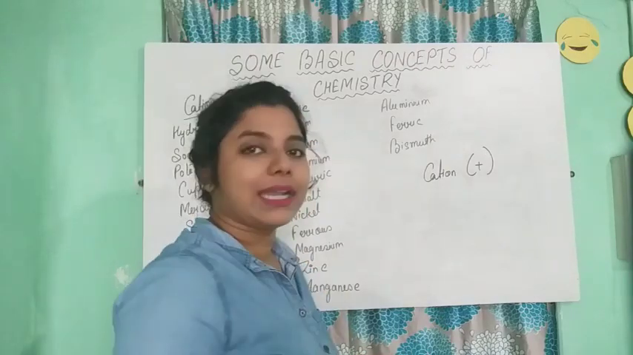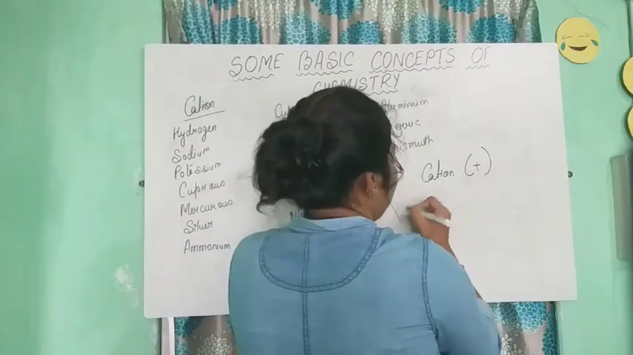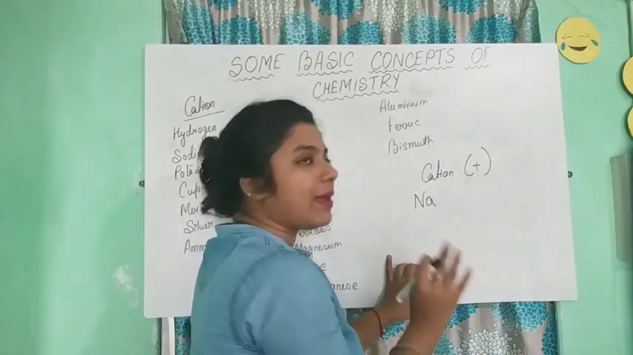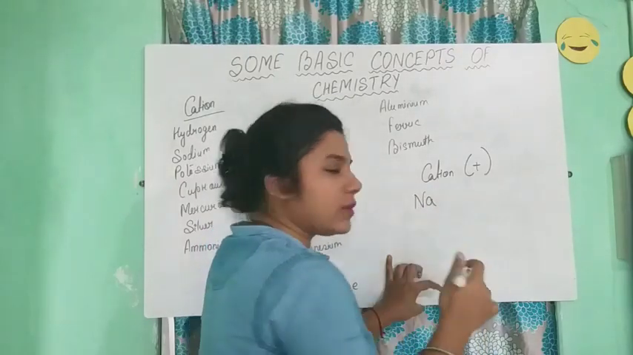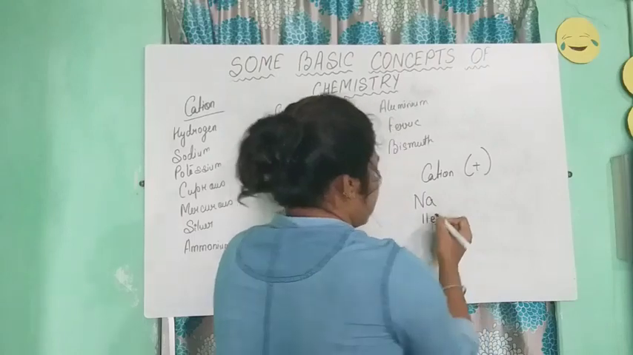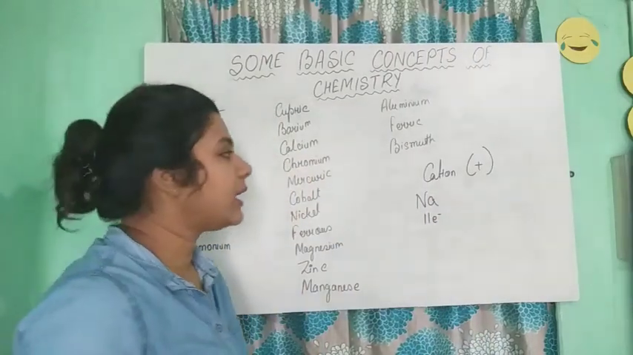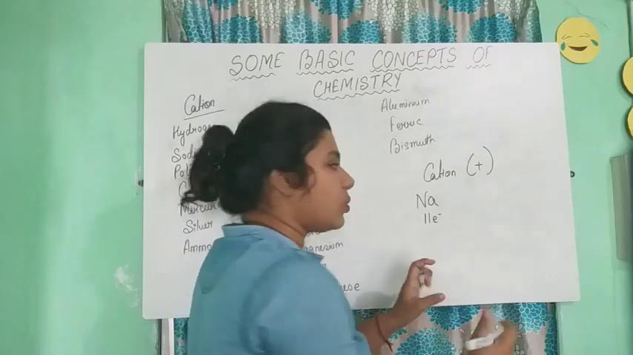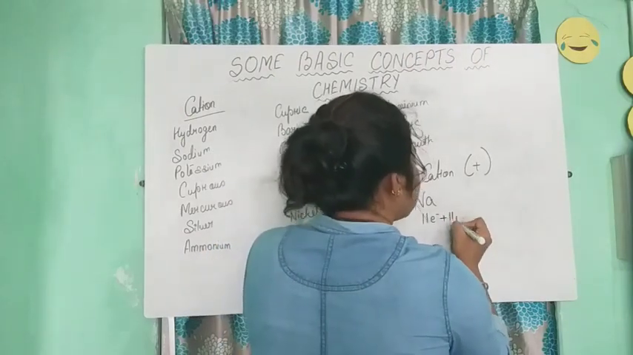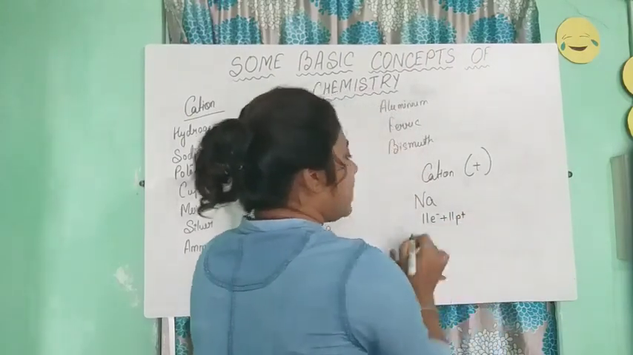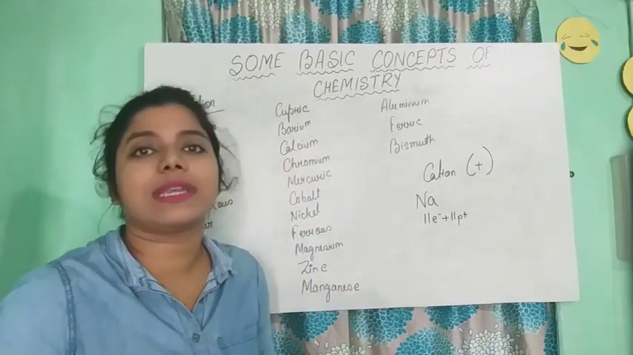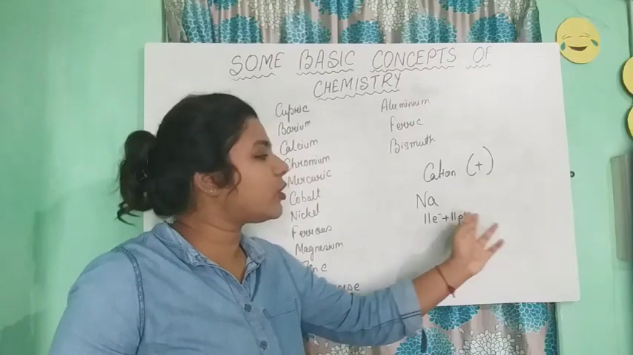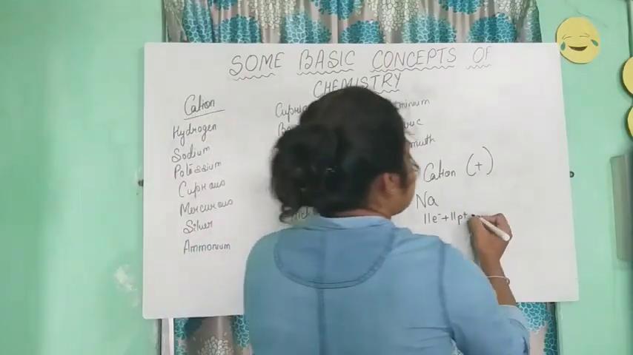Now how are cations formed? Say, for example, sodium. Sodium has how many electrons in it? There are 11 electrons in sodium. Just like there are 11 electrons in sodium, there are also 11 protons in sodium. We always know that the number of protons and electrons are equal in an atom, and that is why they are neutral.